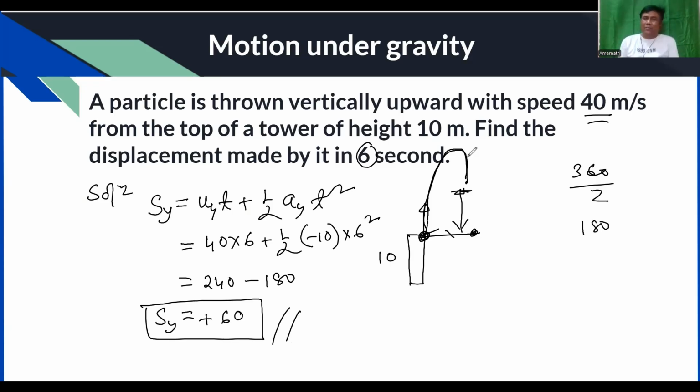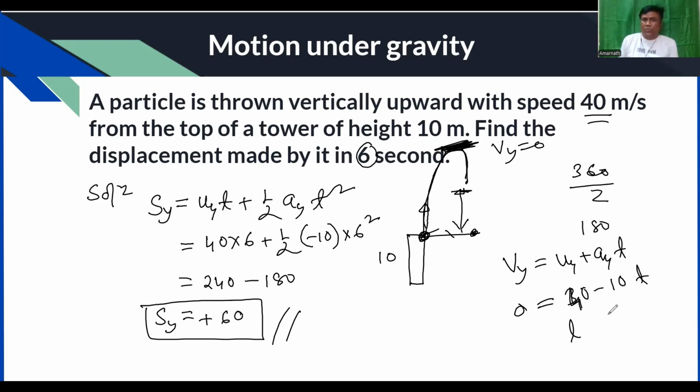Even I can calculate where it will change the direction also. Na? You see, here velocity will be 0. I can easily calculate that Vy equal to Uy plus Ayt. So at the highest point, velocity will be 0. Starting, it is 40 minus 10 into t. See, it means t equal to 4 seconds. It means at 4 seconds, it will reach the highest point.